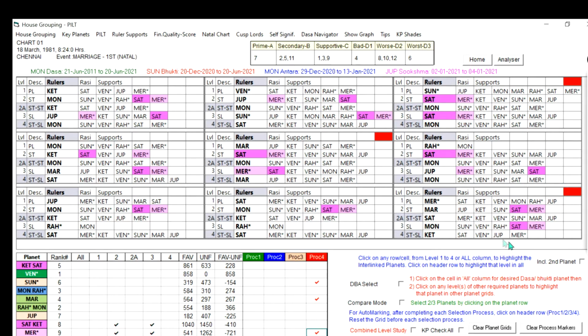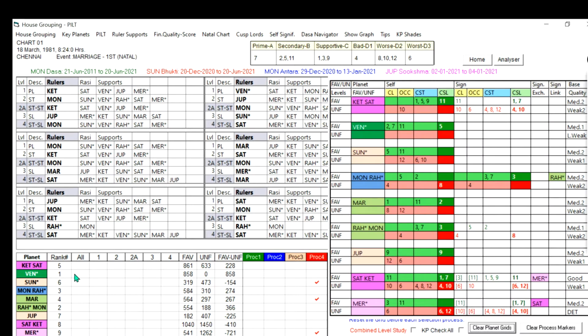So that way we have identified, out of 9 planets, which planets are not supportive. Now we have to go for the favorable key planets. So I have cleared the planet grids. That selection is over. Now we are going for the favorable key planets. What are the key planets? Venus is second level and third level, and Moon second level and third level, Rahu second level and third level, and of course Mars second and third level, because they are forming the 2, 7, 11 good house grouping.